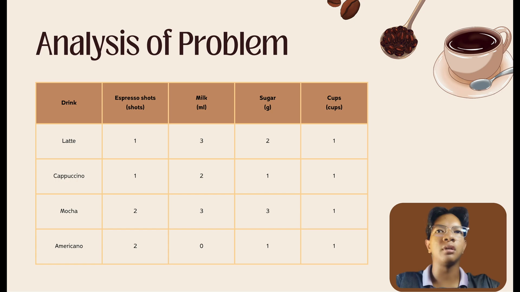Analysis of problem. Latte used 1 espresso shot, 3 ml milk, 2 grams sugar, and 1 cup. Cappuccino used 1 espresso shot, 2 ml milk, 1 gram sugar, and 1 cup. Then mocha used 2 espresso shots, 3 ml milk, 3 grams sugar, and 1 cup. And then americano used 2 espresso shots, 0 milk, 1 gram sugar, and 1 cup.